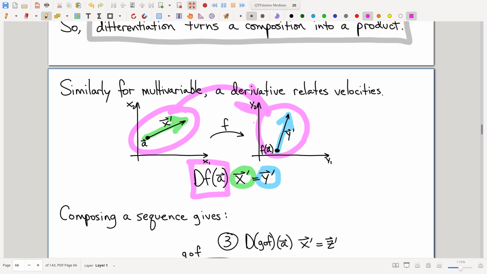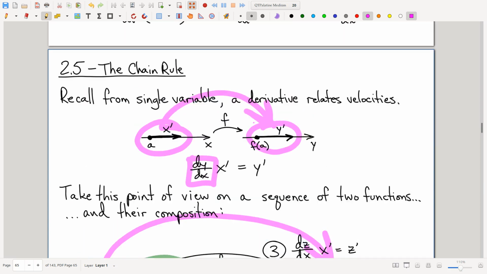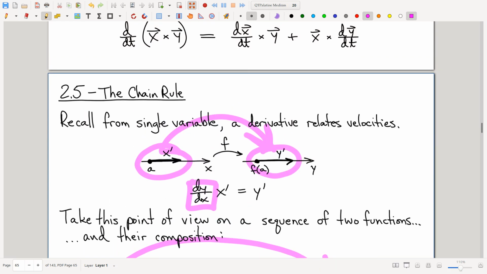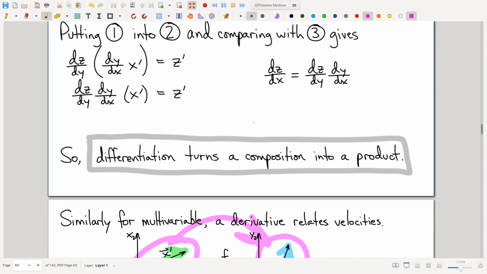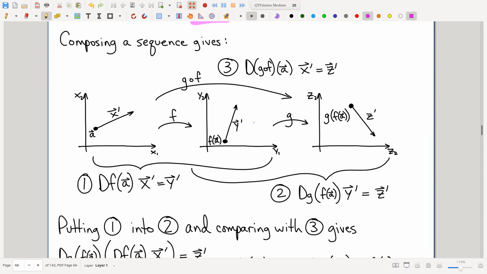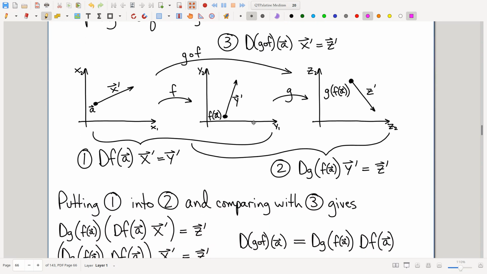And why is it a matrix? Well, because we're turning input vectors into output vectors, and that's what matrices do, right? And specifically, this DF we saw is the matrix that does that for us, for a differentiable function. So just like in the single variable case, we're going to start from this point of view that a derivative is a factor relating input velocities and output velocities. And then, just like in the single variable case, we're going to look at a composition.